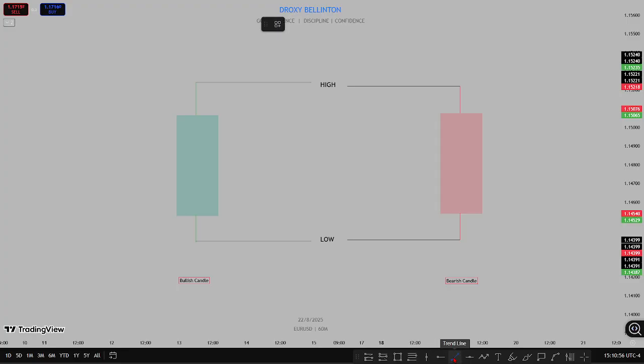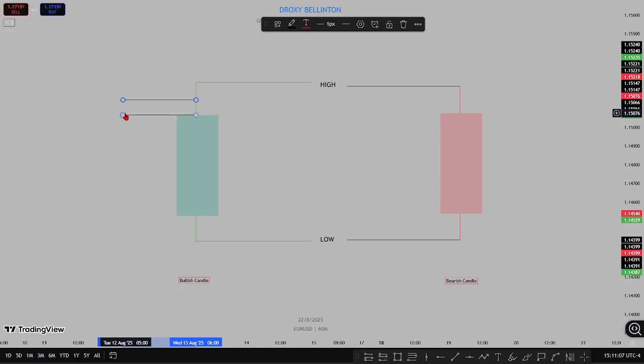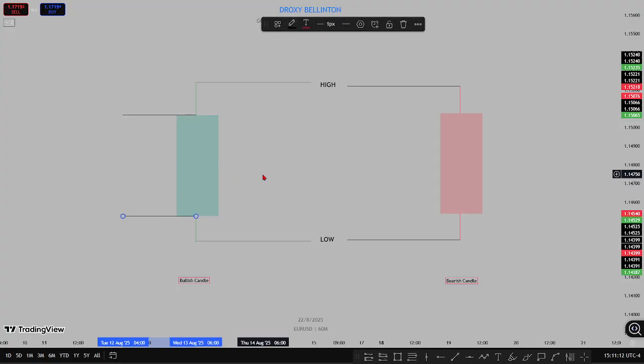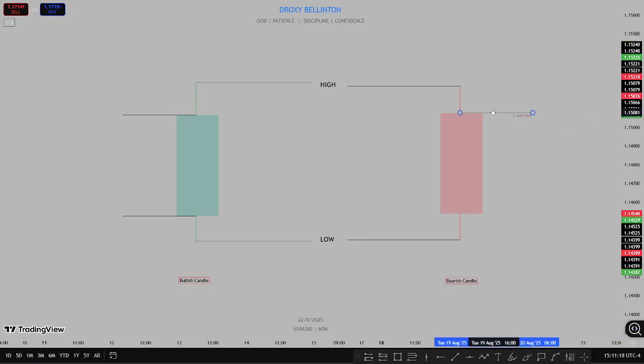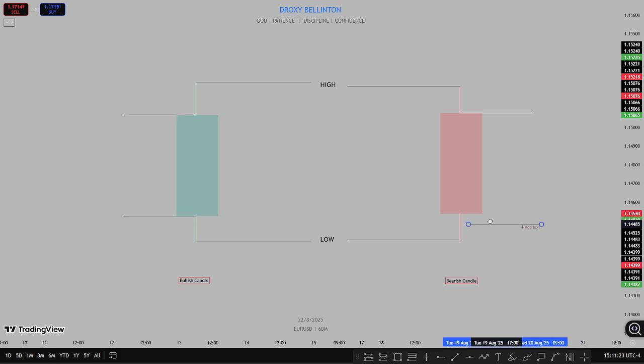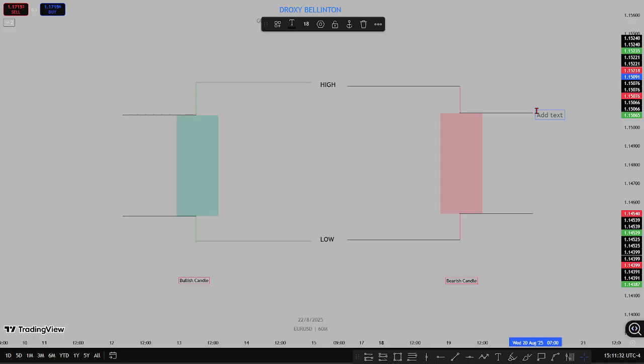There's another thing I want to put in, which is this part here, this part, this part, this part.